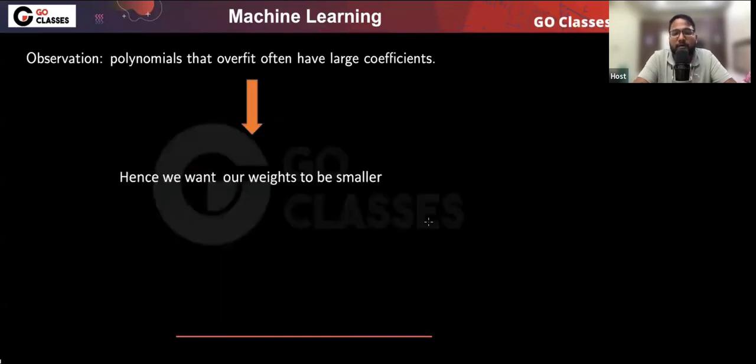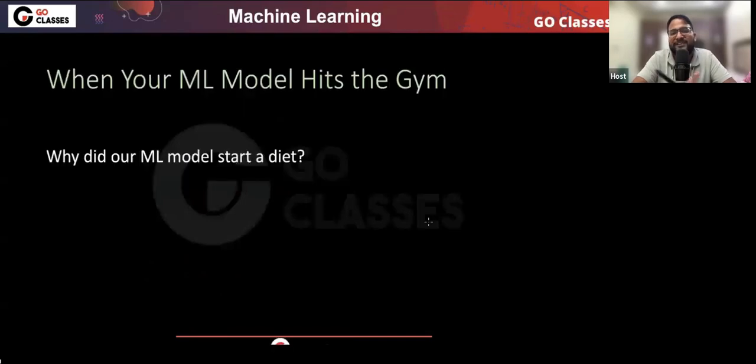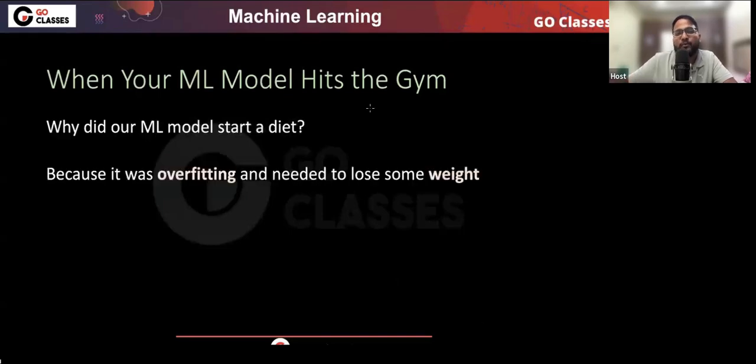Okay, this is a joke that I only made, I only wrote. I don't know if it is good or bad, but it just came to my mind. When your machine learning model hits the gym, we will ask the model, why did our machine learning model start a diet? Because it was overfitting and needed to lose some weight. So the model started dieting. Anyway, I don't know if it is making sense or not, but it just came to my mind, so I thought, okay, let's just put it.